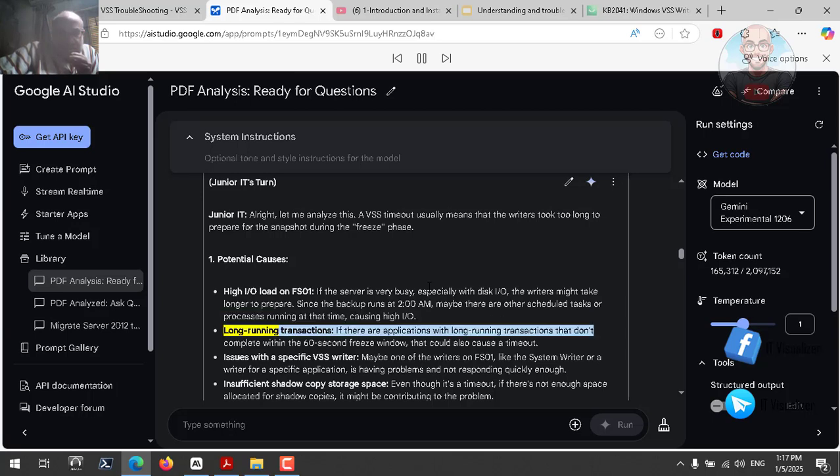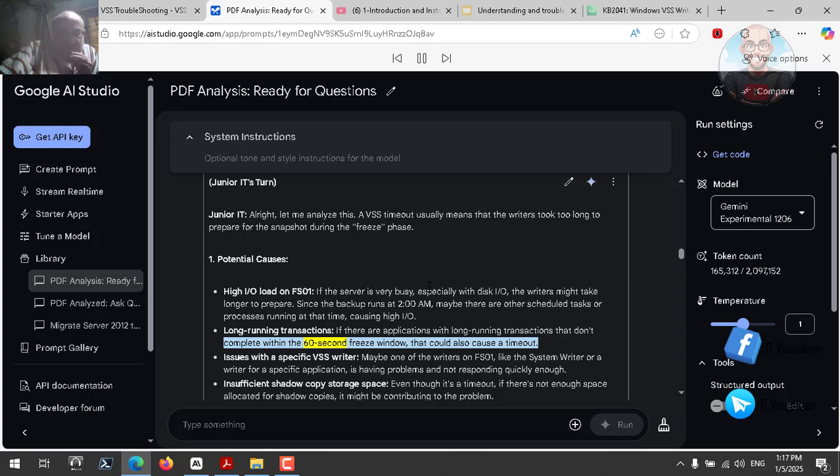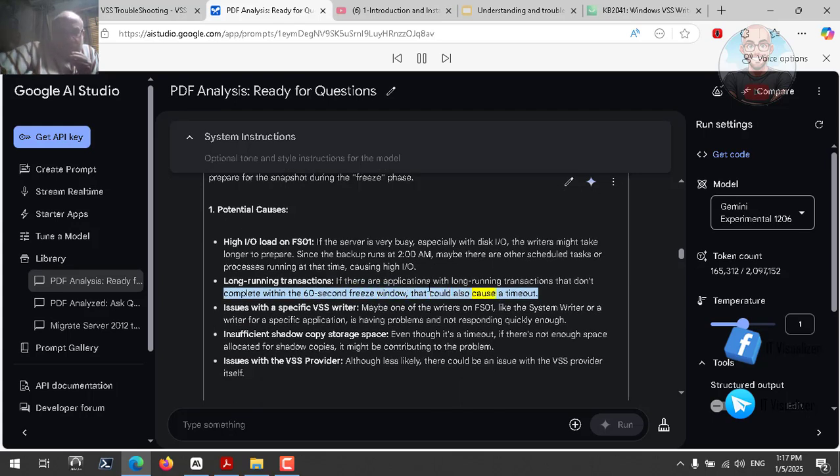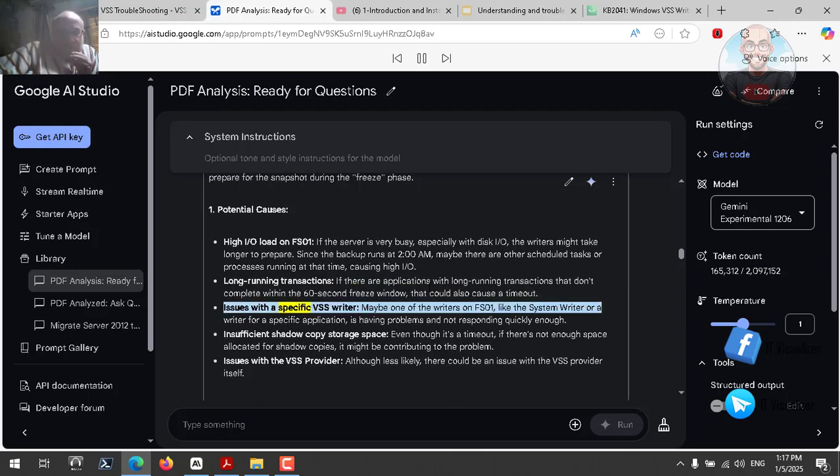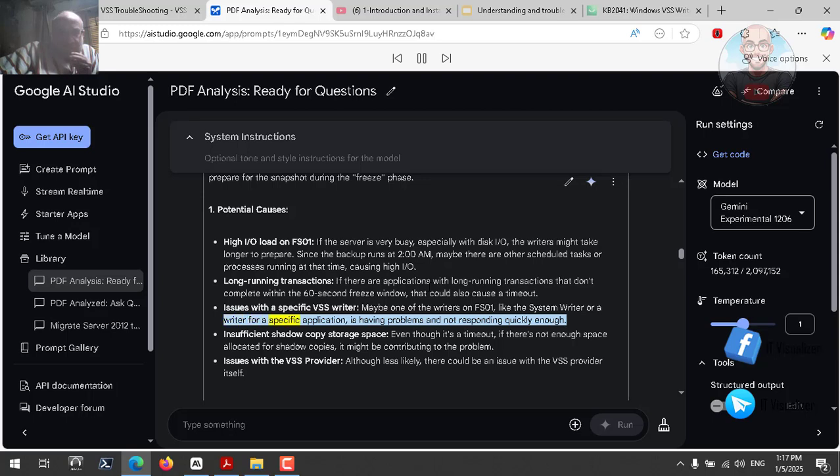high I/O. Long-running transactions. If there are applications with long-running transactions that don't complete within the 60-second freeze window, that could also cause a timeout. Issues with a specific VSS writer. Maybe one of the writers on FS01, like the system writer or a writer for a specific application, is having problems and not responding quickly enough.